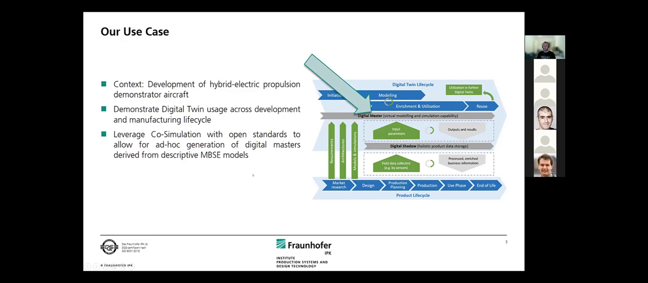So basically, yes, this is where we are. We're looking at the digital master primarily by building up a co-simulated environment to represent our example system here.